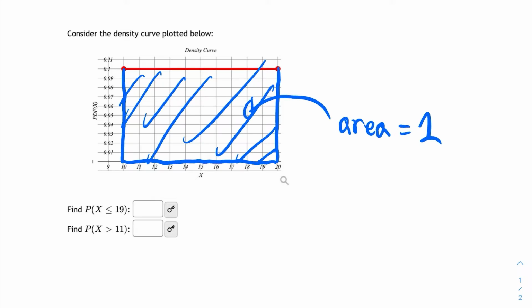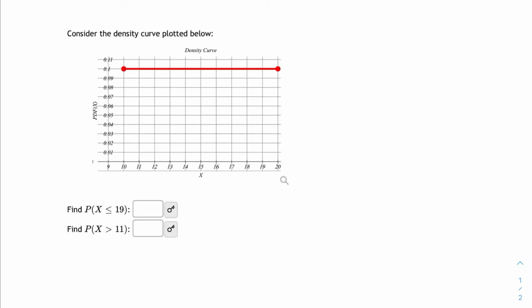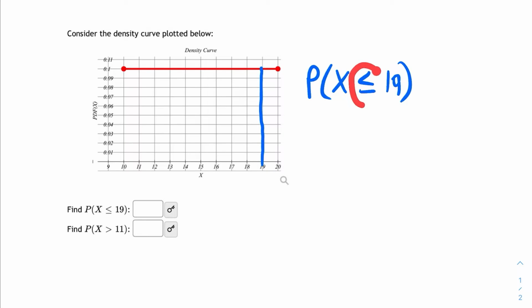Let's see if we have to use that here to find these areas. So the first one we're looking for is the probability that x is less than or equal to 19. Well, that means I'm coming up to 19, and I'm looking for the area to the left of it, because I'm looking for the probability of being less than or equal to 19.